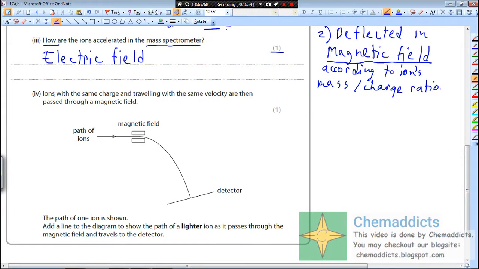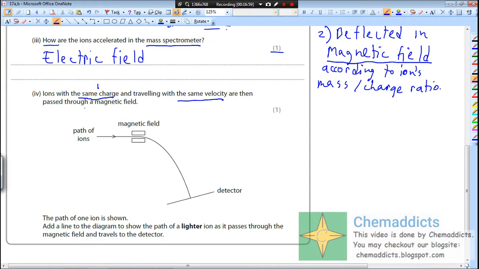So now let us move on to the next question. I hope that you have understood the concept behind the previous question. Now let us move on to the next question. Ions with the same charge and traveling with the same velocity are then passed through a magnetic field. So the ions have the same charge, same velocity. These are the two points.